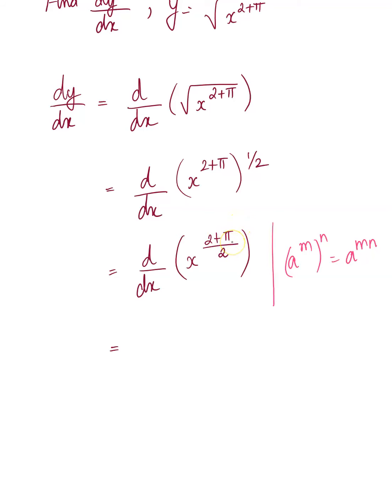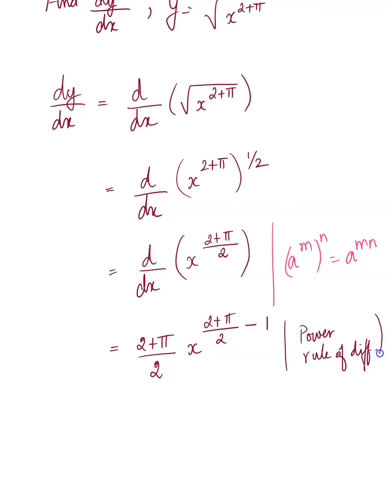Pi is not a variable. Pi is an irrational number, approximately 3.14. So you have that expression when you expand it, 2 plus 3.14, so 5.14 divided by 2. So it's going to give us a number. Therefore, we are free to use the power rule of differentiation, which is 2 plus pi over 2, x power 2 plus pi all over 2 minus 1. All right? So that will be our power rule of differentiation.